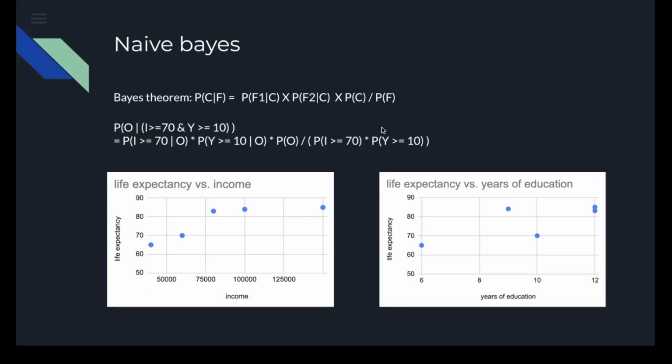Here, O represents octogenarian. So anyone who's over 80.